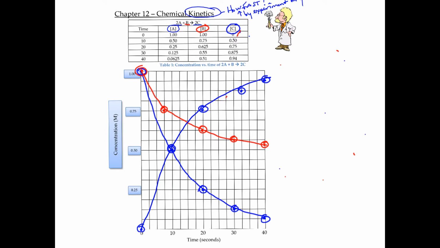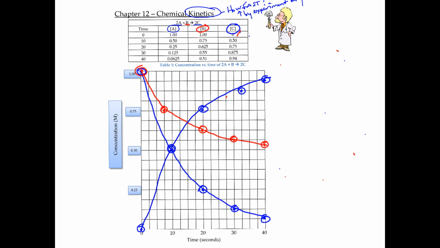All right, so now what we're going to do is look at the next page and see how to figure out average rate. Now because I'm not going to be able to turn pages very easily, I'm going to refer to the second page while staying on this page. So we're going to try to find in number 1 on the next page the average rate of consumption of A and B and the formation of C in the first 10 seconds.